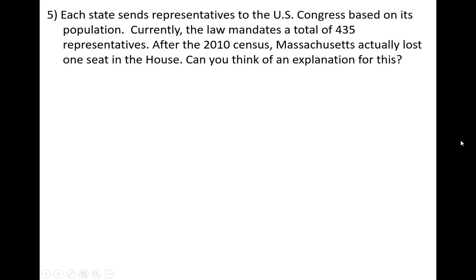It says each state sends representatives to the U.S. Congress based on its population. Currently, the law mandates a total of 435 representatives. After the 2010 census, Massachusetts actually lost one seat in the House. Can we think why? Well, basically what happens is they have to take 435 representatives and they have to divide them among 50 states. And they do this based on population.